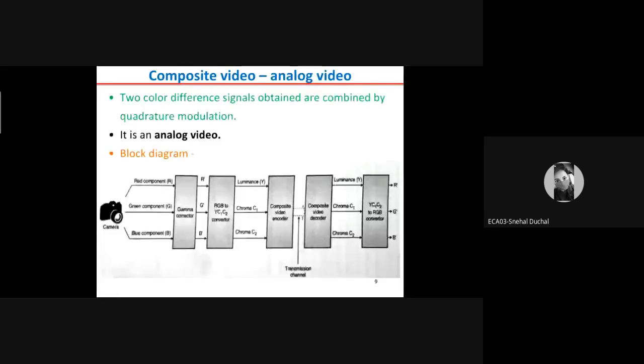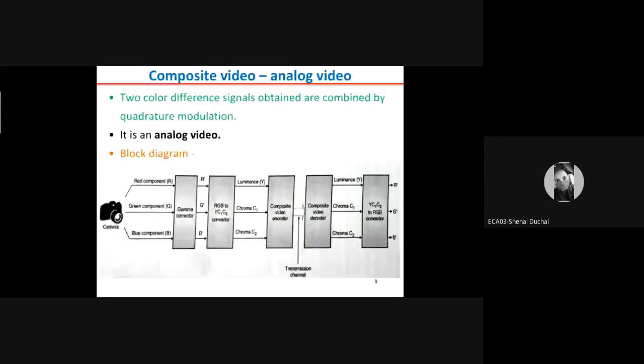Okay, so after capturing the video, we can represent it by using the three primary colors. When we have to transmit the video, at that time we have to convert the RGB color model into the YC1 C2 format. So how can we convert it into the YC1 C2?